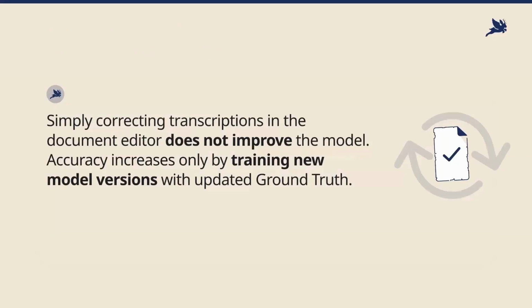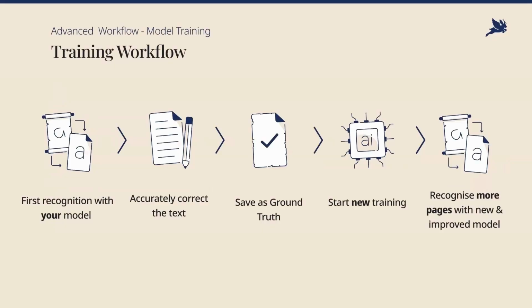Now, simply correcting the transcriptions in the document editor does not improve the model. So if you have trained a model and you use it on your documents and you say, okay, this is better than the public model, but it's still not really what I'm aiming for, the thing to do now is not to just correct it in the editor. The training workflow is to first have the recognition within your model, so the first model that you trained, then correct more text just with the new.